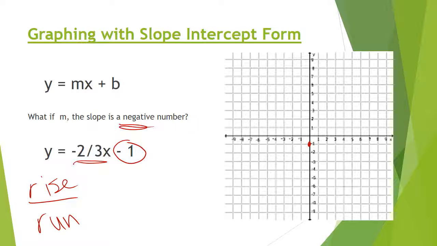I go down 2 and to the right 3. Yes, you always go to the right. Unless you run out of room and then you do the opposite. So the opposite of down 2, right 3 would be up 2, left 3. See how that matches up with my line? That makes sense. But I wouldn't go down 2, left 3. That's wrong. Then I connect it. And there we go. I'm done.